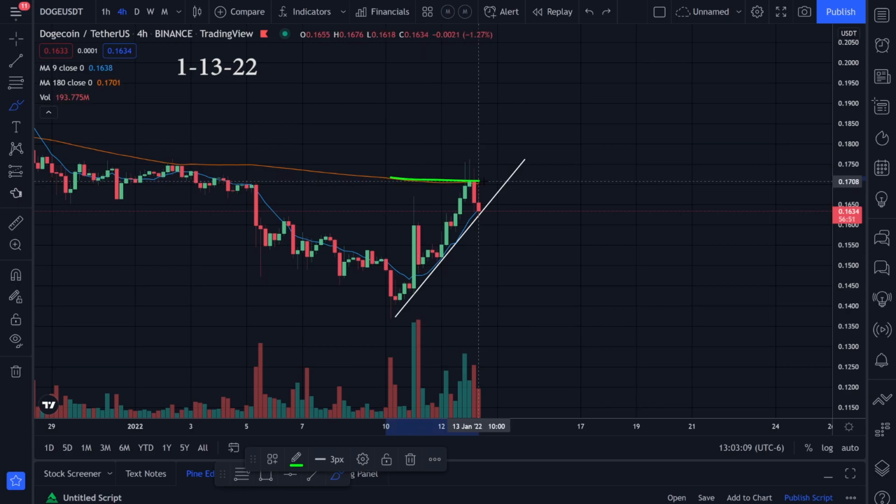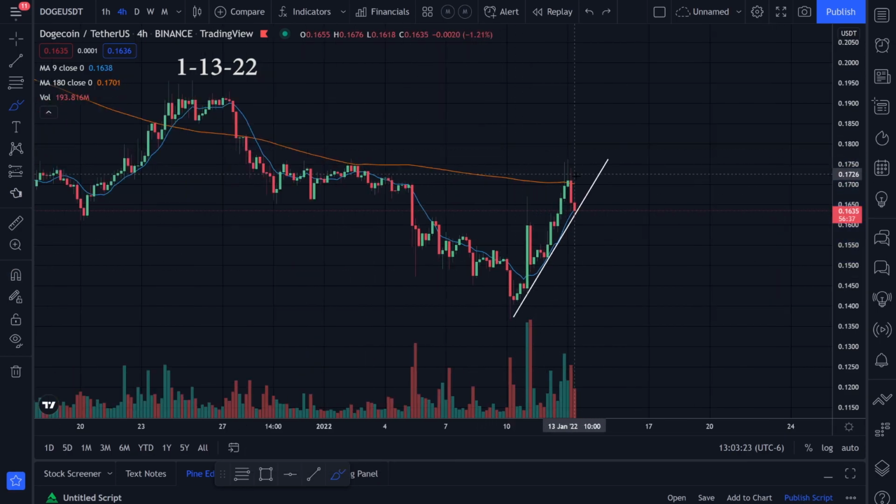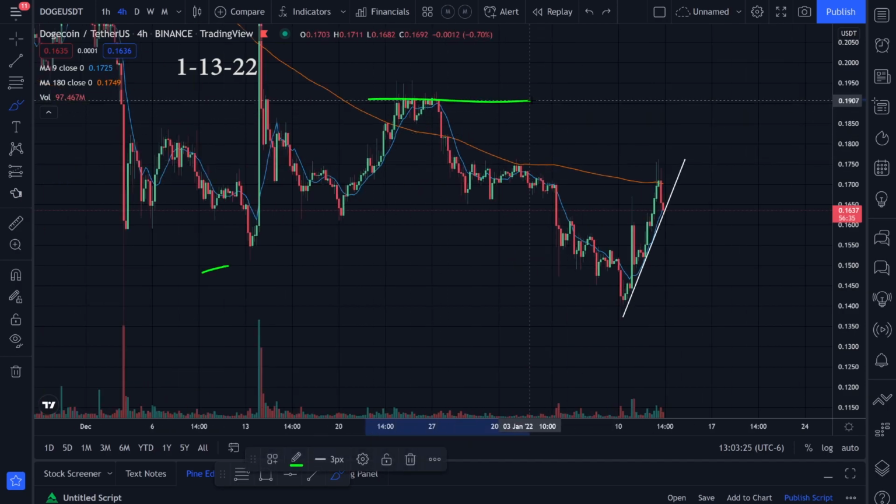I think what we really want to do is break this 180 moving average. This level is sitting at around 0.170. I mean, I guess we came up to around 0.175. So we probably want to break this area in general. We want to keep this momentum going to the upside. If we can, then maybe we can start looking at 0.190.